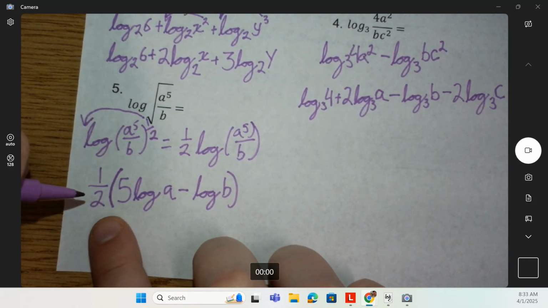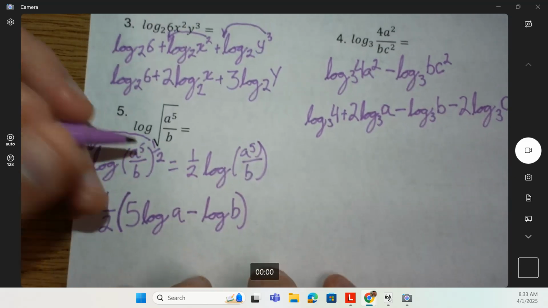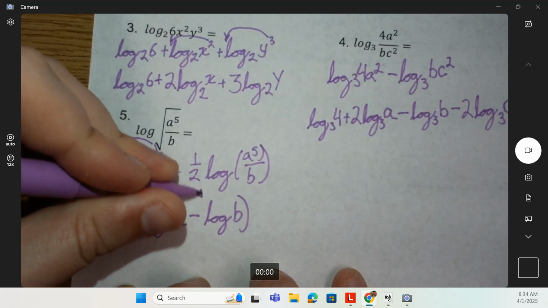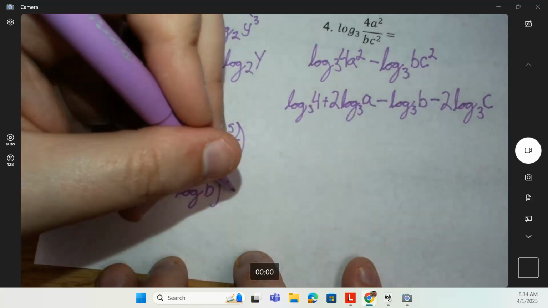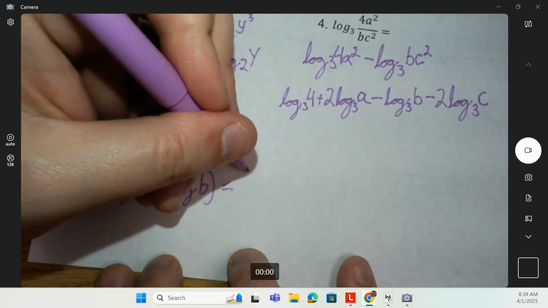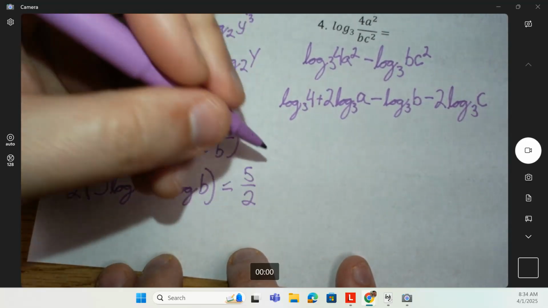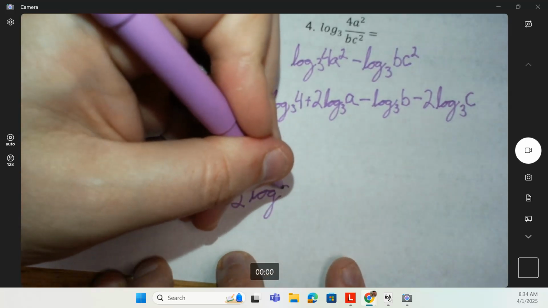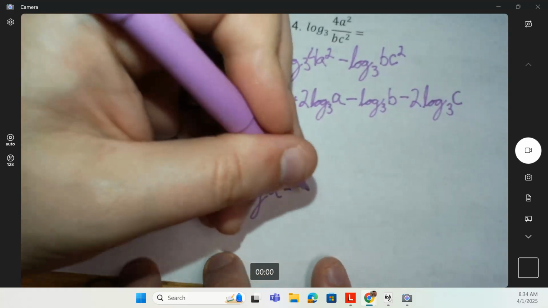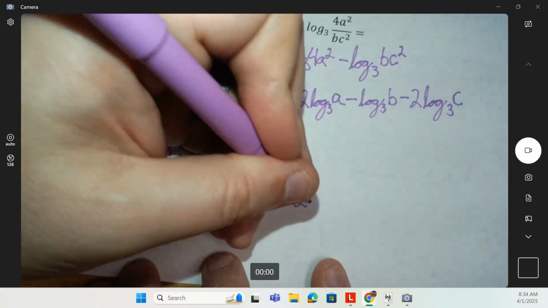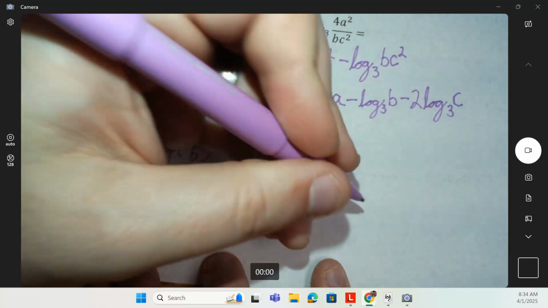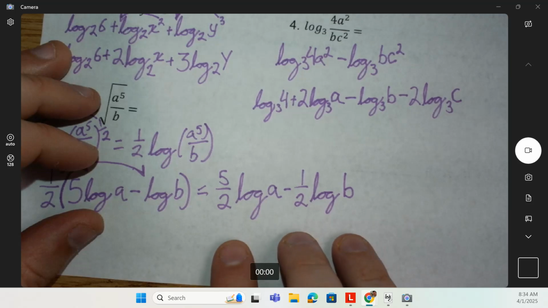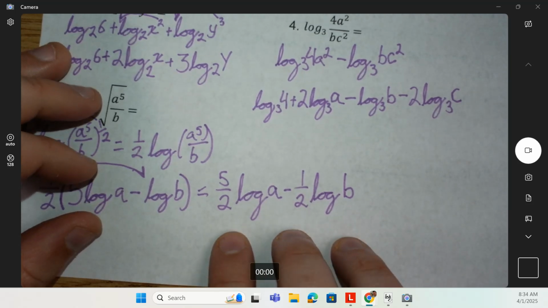And again, we want this to be totally independent of one another. So I need to multiply both by 1/2. So this 1/2 I'm going to distribute into both of these, which is going to give me 5/2 the log of a minus 1/2 log b. Now we've got them totally independent of one another, so we are good to move on with that one.